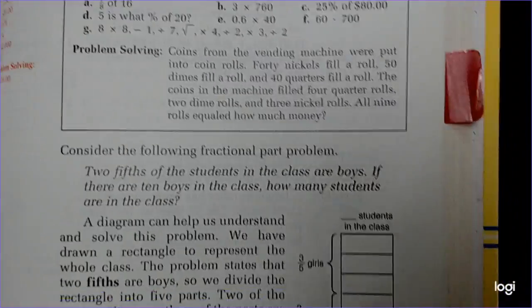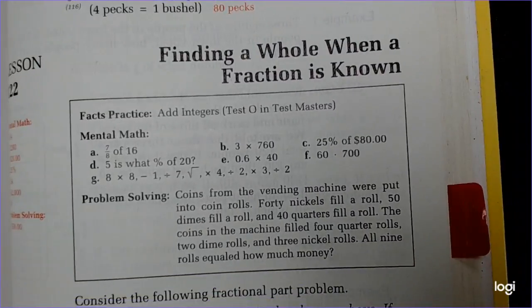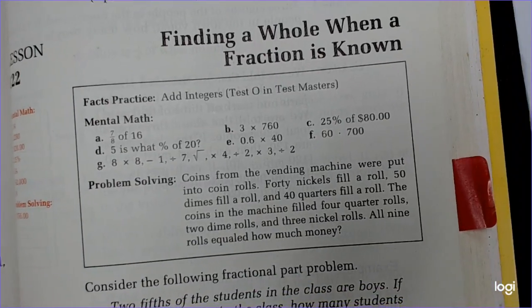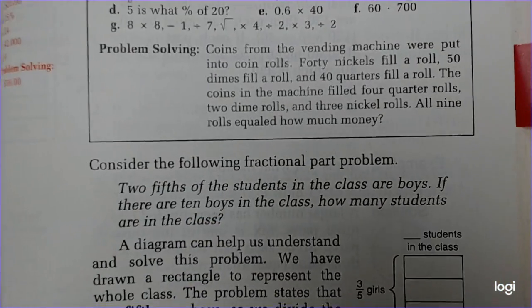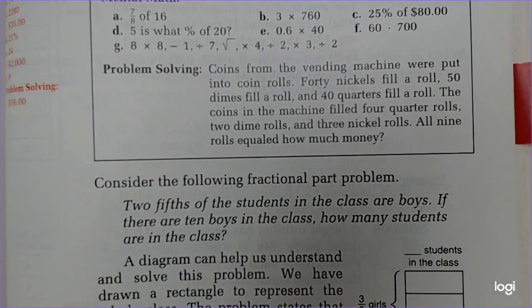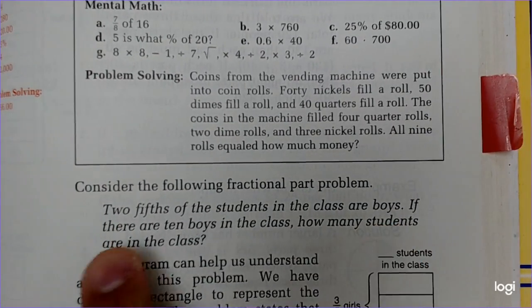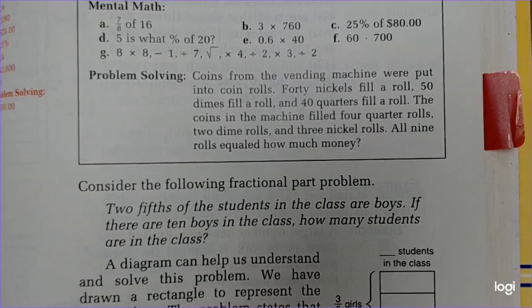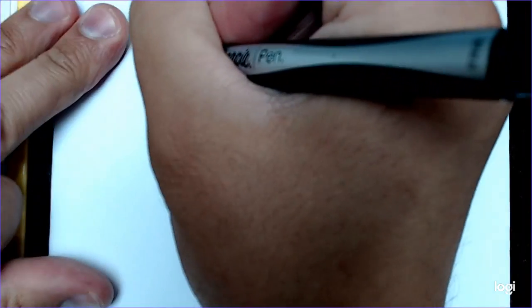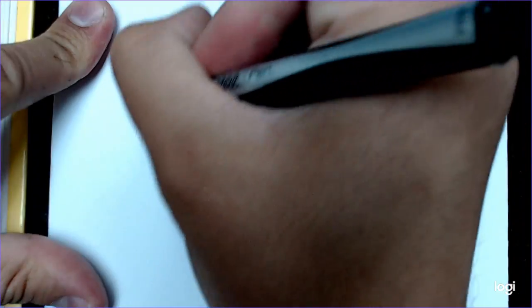So how can we use these diagrams to help us find a whole when we know a fraction? Well, let's talk about one of our practice problems. We'll create a diagram and then we'll see how that works. So they tell us 2/5 of the students in the class are boys. If there are 10 boys in the class, how many students are in the class, right? So first we're going to draw the diagram. They tell me 2/5, so that means the class is broken into 5 parts.